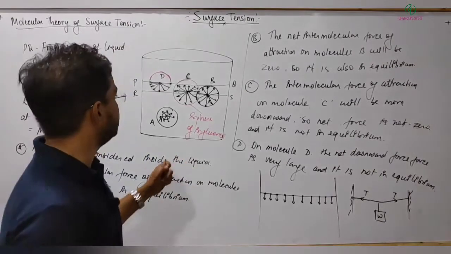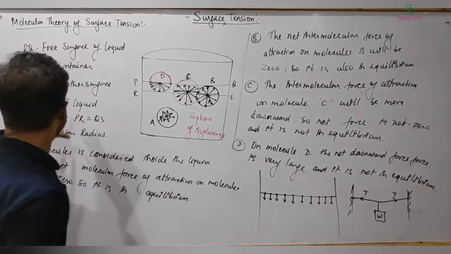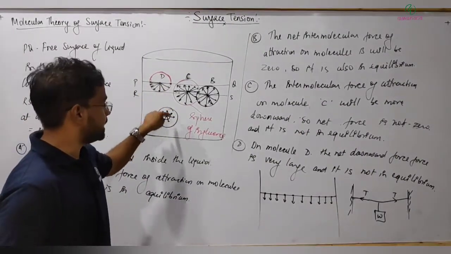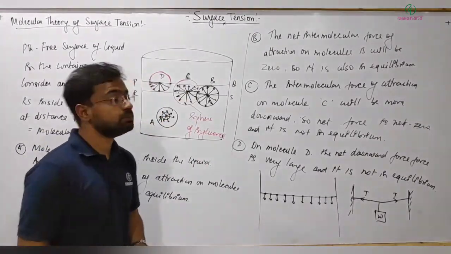Right? Now let me define exactly the surface tension. I hope you are clear. Here we defined sphere of influence, molecular radius, and these things. Is it like A, B, C, D molecules?